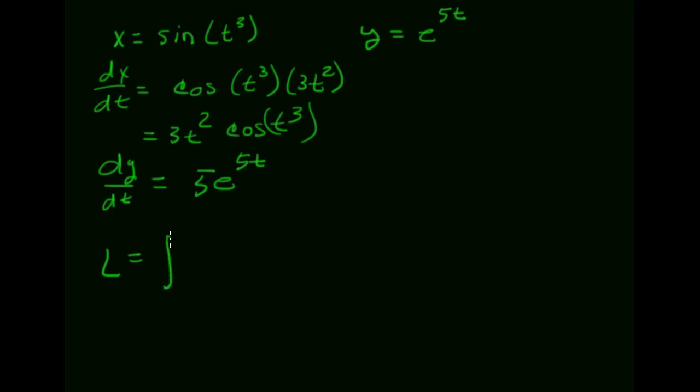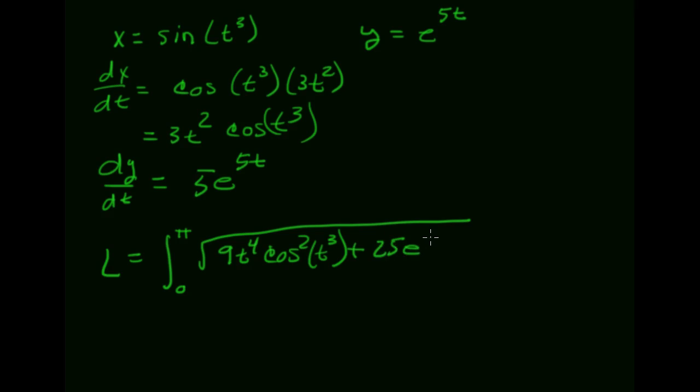So the arc length here should be the integral from 0 to pi. Those are our bounds. Square root. We square this. We get 9t to the 4th cosine squared t cubed plus, let's see, 5 times 5 is 25, e to the 5t squared would be e to the 10t, dt, and that looks like C. All right, so again, parametric problem, not going to be on the exam, but there's some good derivative practice in there, if nothing else.